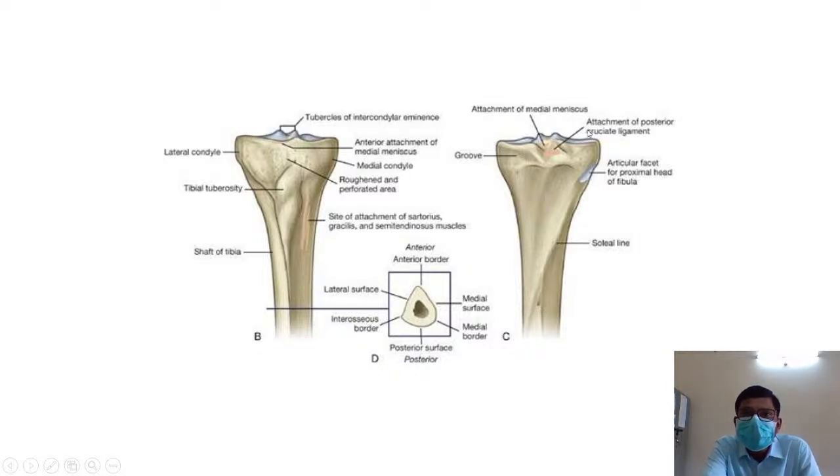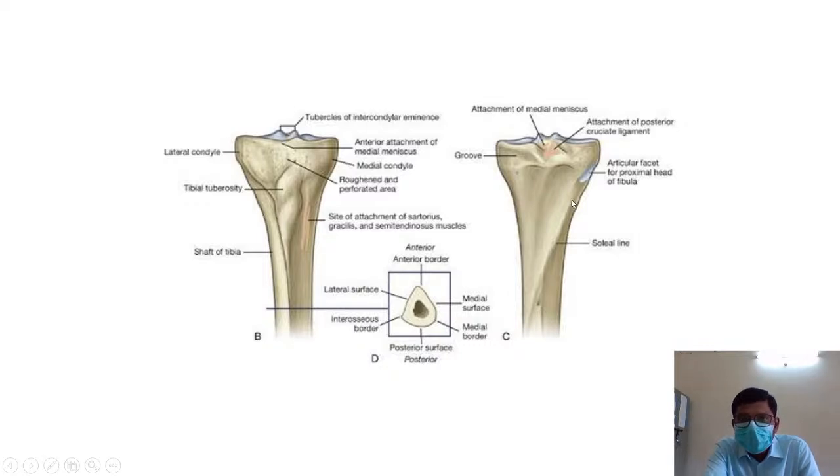And if you take the posterior surface of the upper end of the tibia, you are seeing again here a facet or a groove which is useful for the attachment of the semimembranosus muscle. And also now you can see a colored part here, again a small one. This colored part is nothing but for the attachment of the medial meniscus and also for the attachment of the posterior cruciate ligament. And as I was telling you, on the lateral part, over the lateral condyle of this tibia, you can also see an articular facet for the proximal head of the fibula.